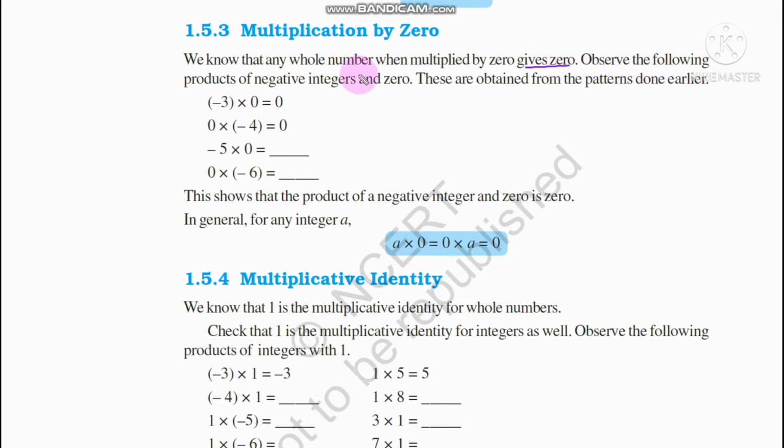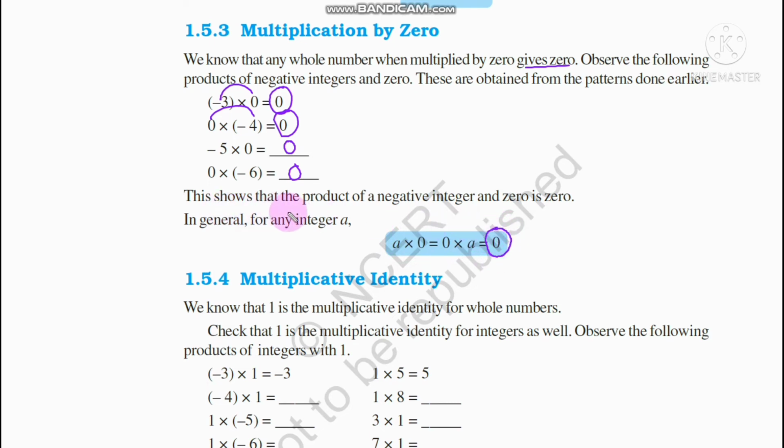So observe the following products of negative integers and 0. These are obtained from the patterns done earlier. So minus 3 into 0, we are getting 0. 0 into minus 4, we are getting 0 again. Minus 5 into 0, answer is 0. 0 into minus 6, 0. So anything multiplied by 0, we are getting 0. So if A is an integer, A into 0 is equal to 0 into A, which is nothing but 0.